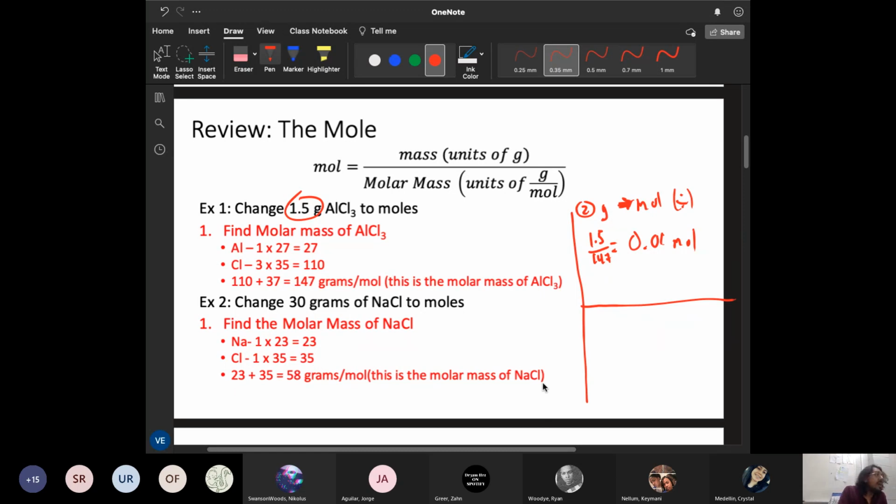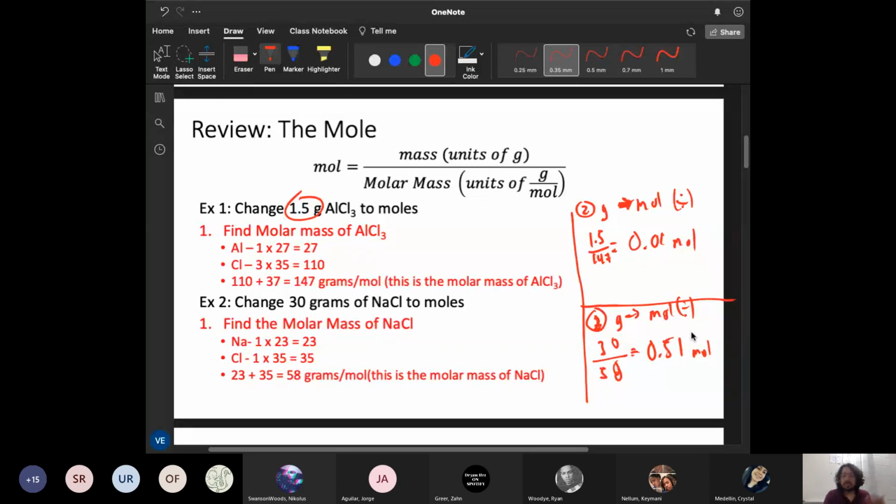But now you want to figure out how many moles are in 30 grams. So we go once again from grams to moles. We divide. So we do 30 divided by 58, sorry. It's basically going to be like 0.5, if I'm correct. 30 divided by 58. Yeah, it's going to be 0.51 moles.